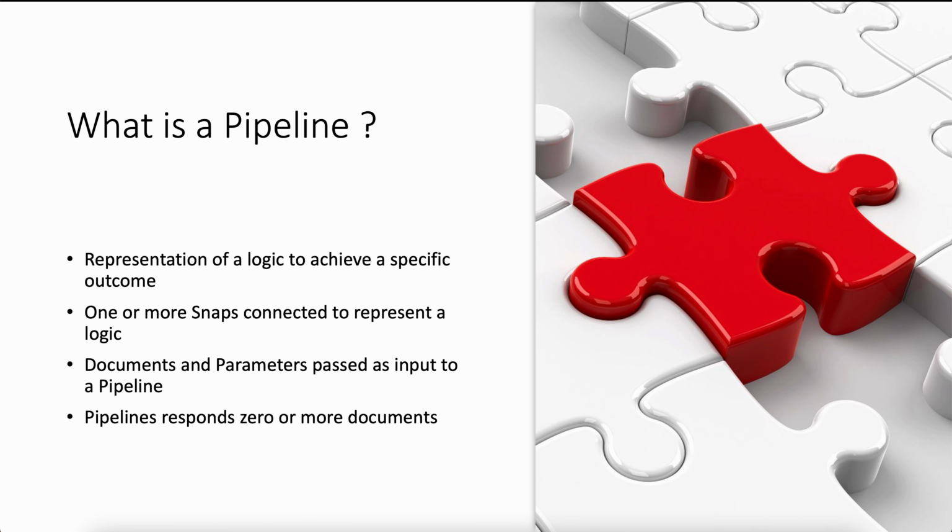We can connect one or more snaps to represent that logic, and it can take an input and emit an output. That is what a pipeline always does, and it can emit zero output as well. That means it finishes its job and can simply stop. As for input, it can take an input directly from the user, from a file, or it could be hard coded into the program. That's why I said zero or more documents. Either you supply them or you hard code them. In simple terms, that's what a pipeline is.